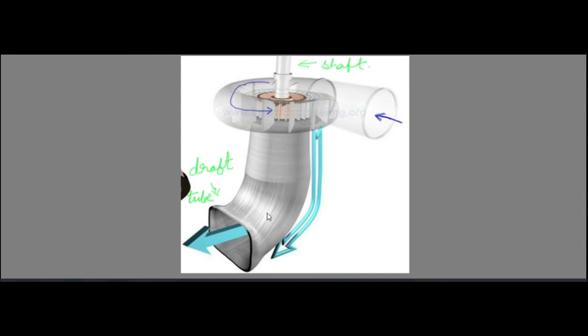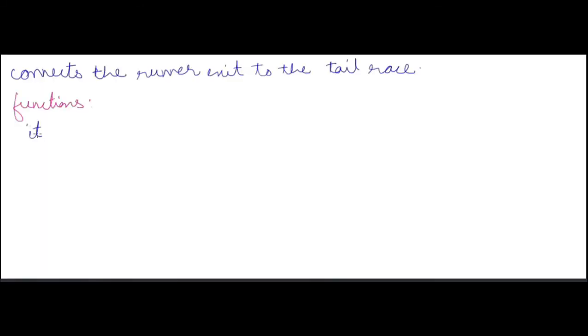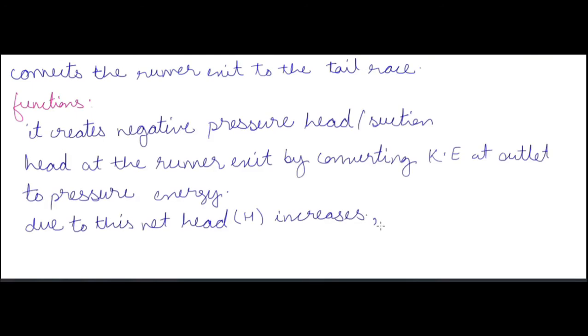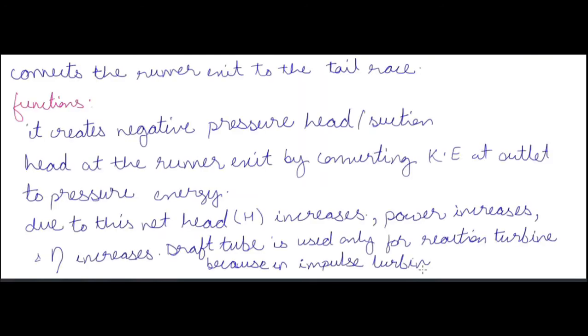So this suction will increase the net head, and since the net head has increased, the power output will also increase, and if the power output increases, efficiency will also increase. So the draft tube is used only in reaction turbine, because in impulse turbine pressure is constant.